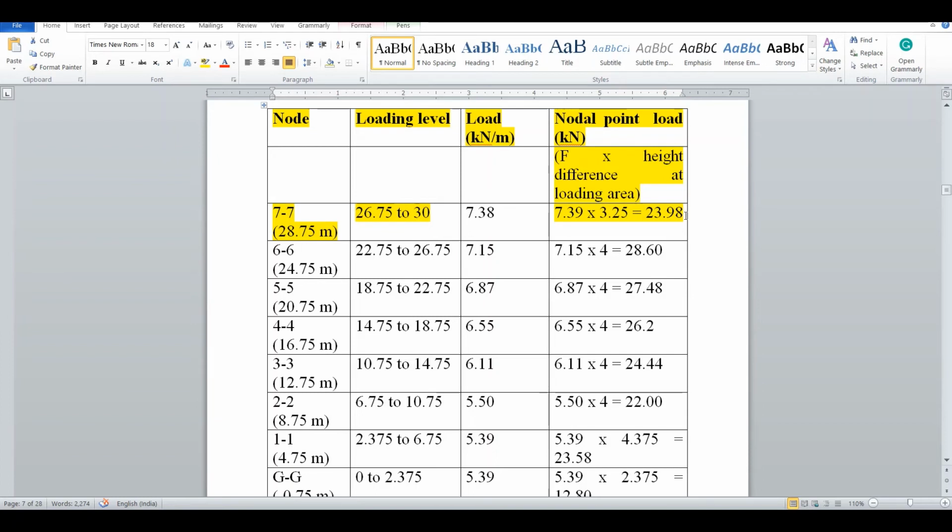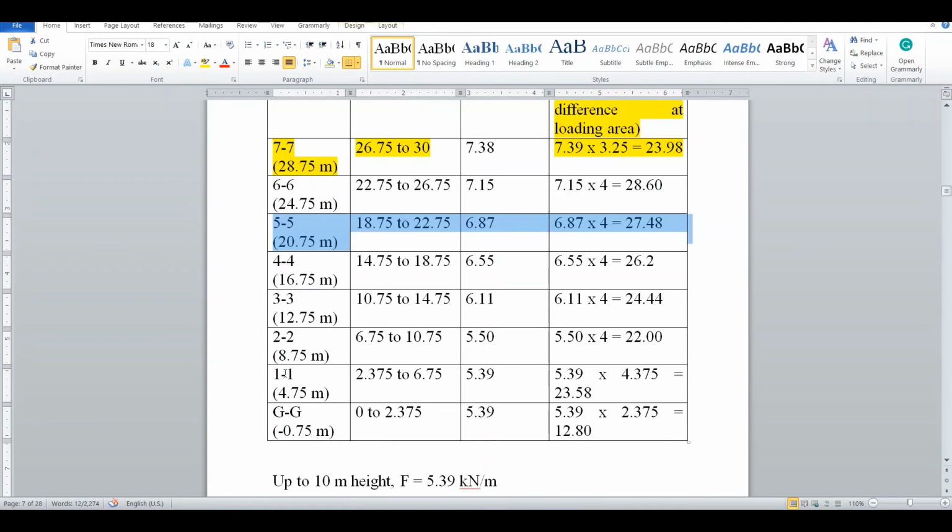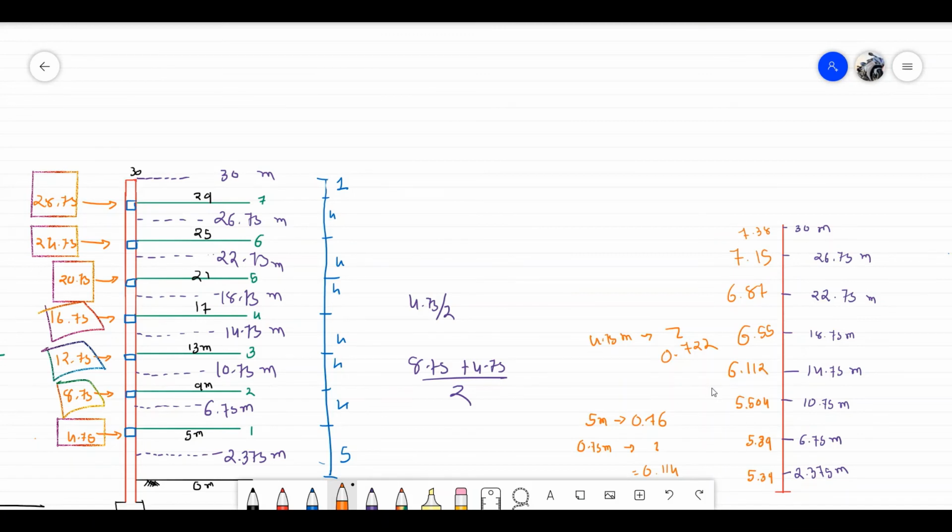So at floor 7, at the floor 28.75 meter, the nodal point load is 23.898. The same value applies for floors 6, 5, 4, 3, 2, 1 and the ground floor. All the data are the same. The force we got from here, and the dimension we got from this table.